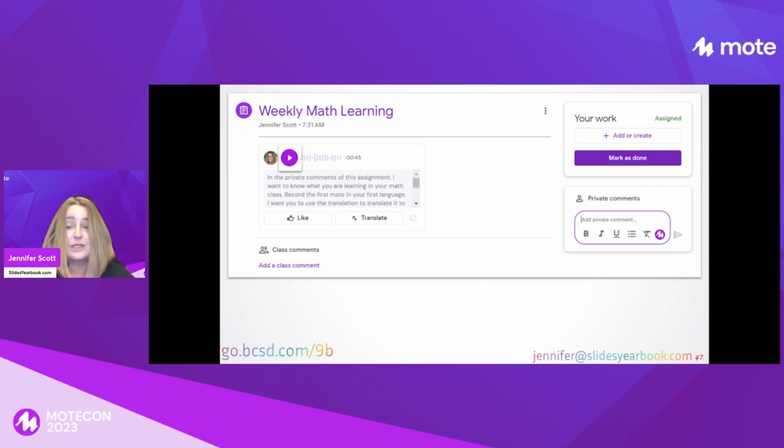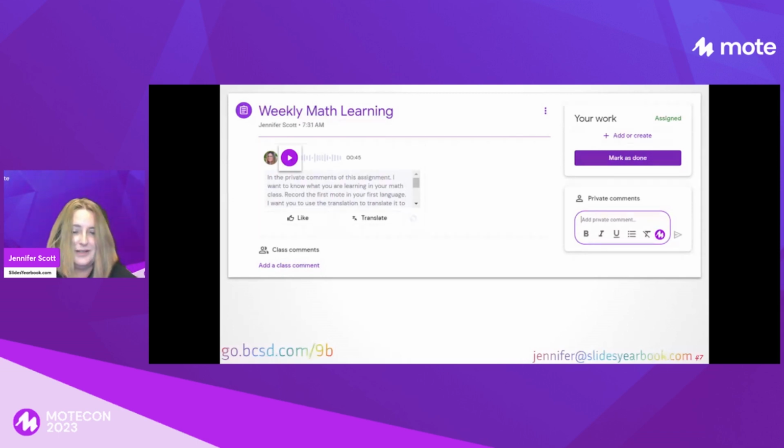Right here, what they're going to do is they're going to record what they learned in math class, and they're going to do it in their primary language because maybe the vocabulary is easier for them and they know this. After they do their first Mote, they are going to translate it, because that translate button is right here. And then they're going to read it back in English. So, primary language, because we want our students to be truly bilingual, multilingual, not just have one language take the place of the other. And then in English, so that they're learning this vocabulary.